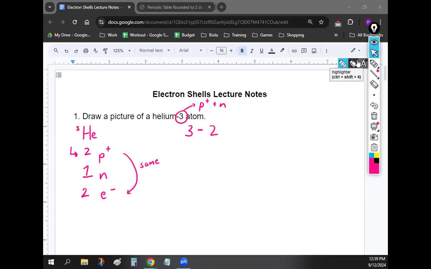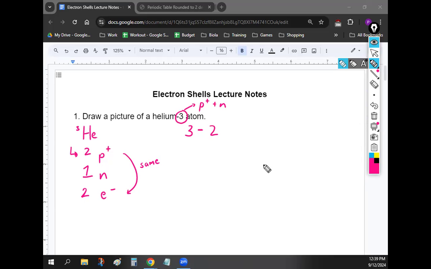Okay, so that's how you get the numbers. This is what we learned last time about isotopes and the neutrons and whatnot. Just wanted to review how to do it before we go into today's new material. Any questions on how to find protons, neutrons, electrons? Okay, all right, let's draw it now.